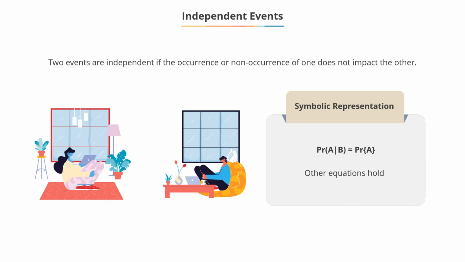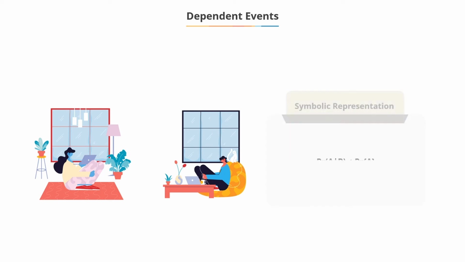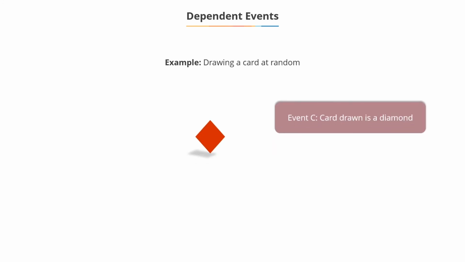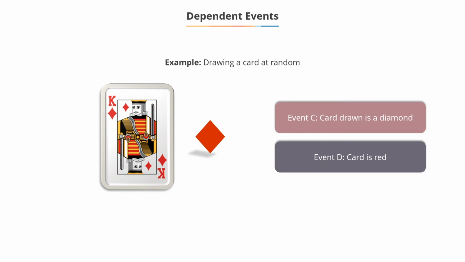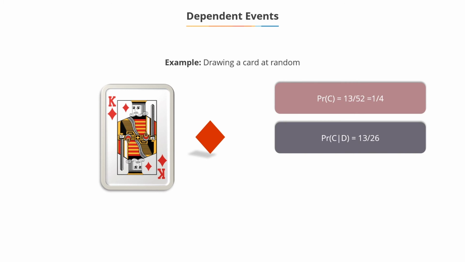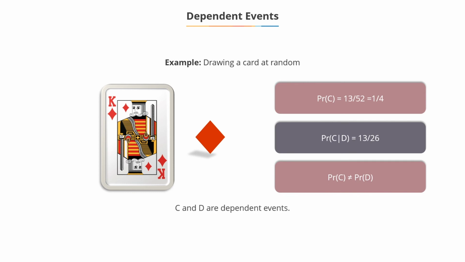Now, let us look at two events which are dependent. In this case, probability of AB is not equal to probability of A, for example. Let C be the event that a card drawn at random from a deck of cards is a diamond. Let D denote the event that the card is of a red denomination. Probability of C is equal to 13 by 52, which is equal to 1/4, and probability of CD is equal to 13 by 26. Hence probability of C is not equal to probability of CD, thus C and D are dependent events.